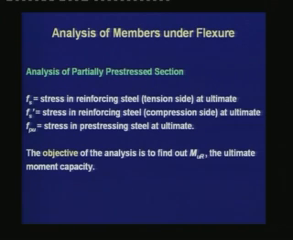We also do not know the stresses in the steels. Stress in reinforcing steel for the tension side at ultimate is denoted as Fs. Stress in the reinforcing steel in the compression side at ultimate is denoted as Fs prime, and stress in the prestressing steel at ultimate is denoted as FPU. Now, with this set of known quantities and unknown quantities, the objective of an analysis is to find out MUR, the ultimate moment capacity.